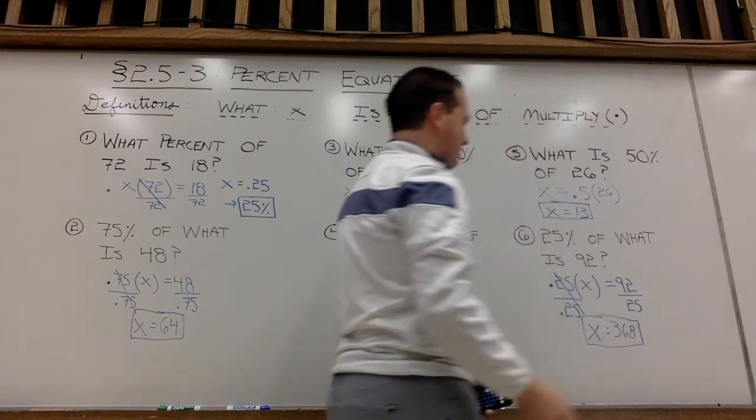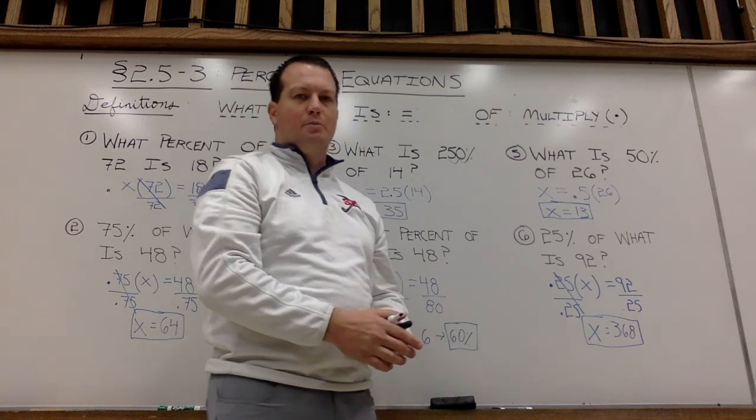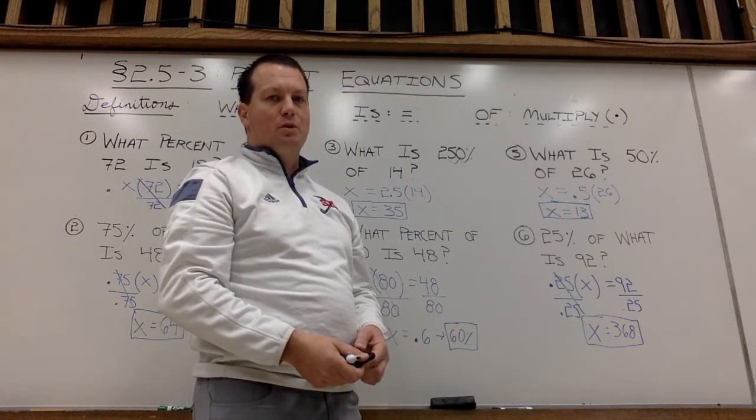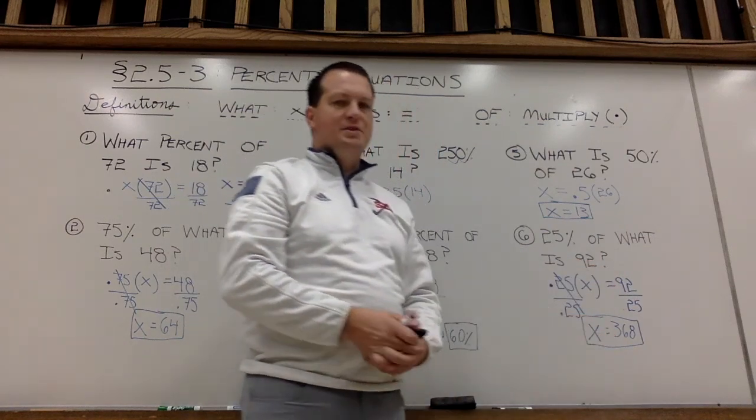How does that happen? Well, dividing by a fourth. Usually we don't divide fractions, we multiply by the reciprocal. So multiplying by the reciprocal of 1 over 4, 4 over 1, 92 times 4, 368.